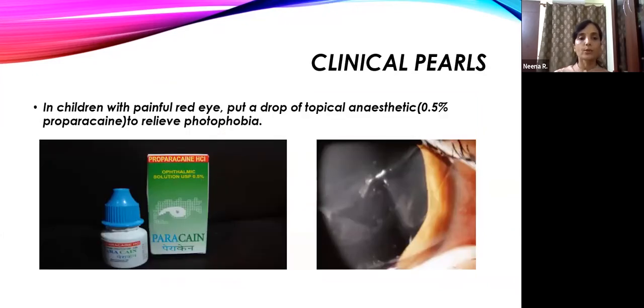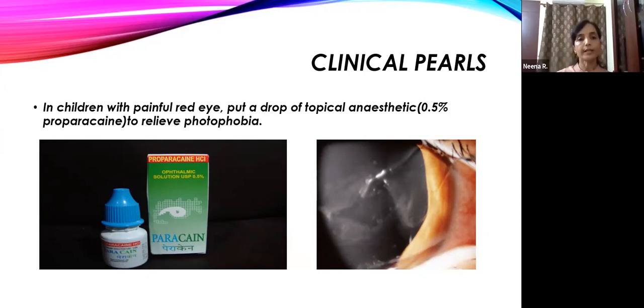Okay. So if you have a child with a painful red eye, it's a good idea to put a drop of topical anesthetic like this, in this case, you can see proparacaine, which is commercially available, to relieve the photophobia. Then the child will willfully open the eye and allow you to examine. So in this case, you can see the culprit is a corneal abrasion. There is a defect in the corneal epithelium, which is so painful that the child is just not going to open the eyes and allow you.